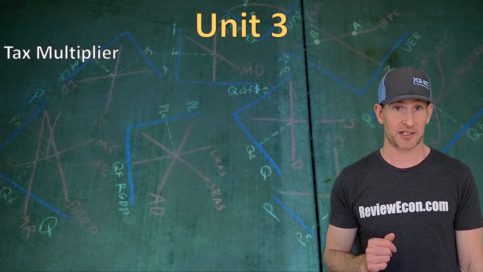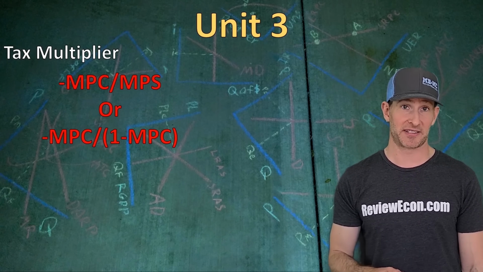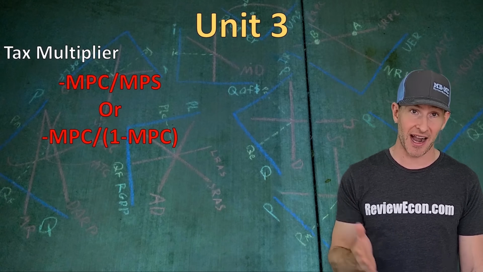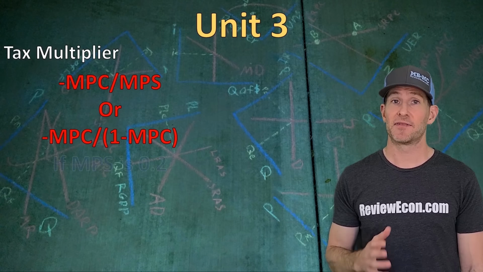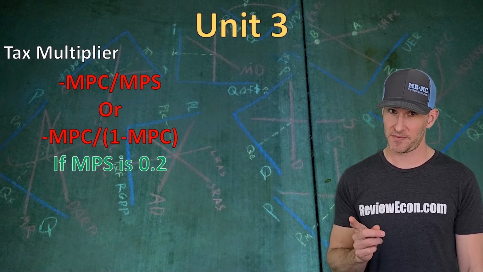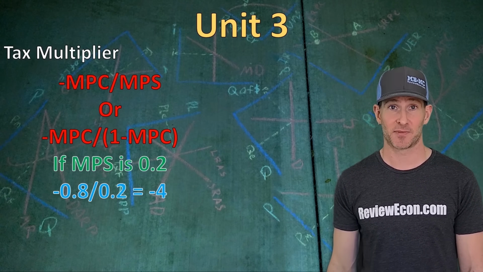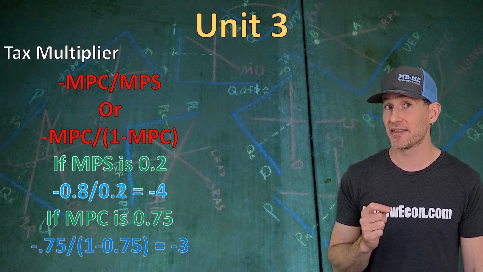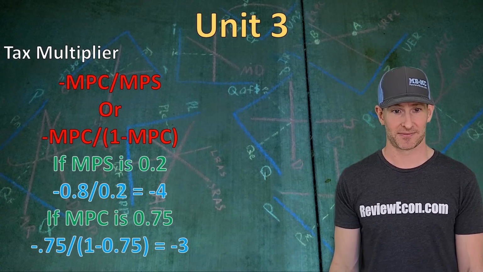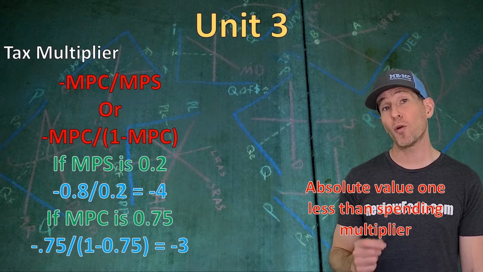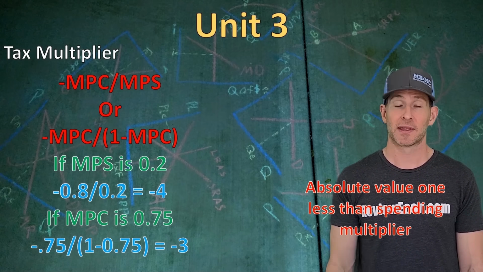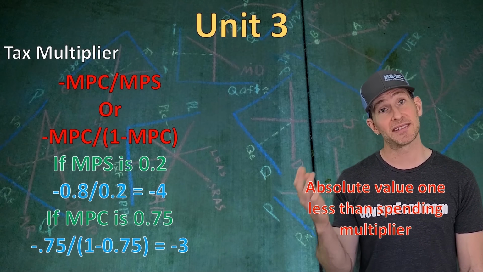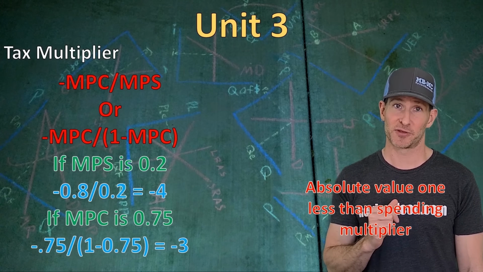You also need to know the tax multiplier. That's the negative marginal propensity to consume divided by the marginal propensity to save, or the negative MPC divided by 1 minus the MPC. If the MPS is 0.2, plug in the numbers, do the math, and we have a negative 4 tax multiplier. If the MPC, on the other hand, is 0.75, then plug in the numbers and do the math, and we have a negative 3 tax multiplier. The absolute value of the tax multiplier will always be one less than the spending multiplier. That's because when the government decreases taxes, some of the increase of disposable income will be saved rather than spent. That's why the multiplier is lower for taxes.